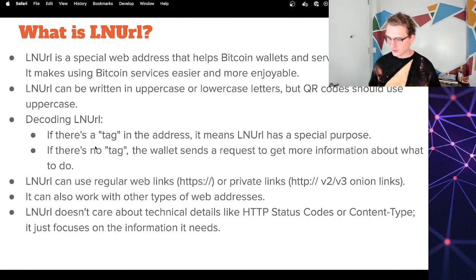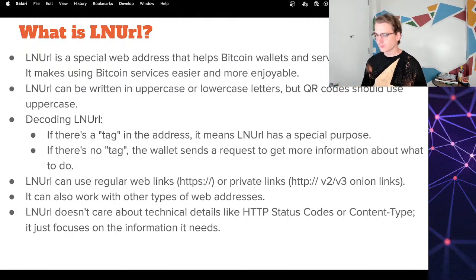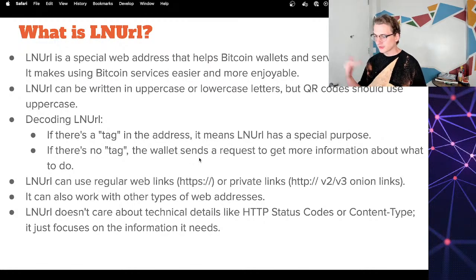So different LNUrls, they have tags, and the tag is kind of to say what kind of LNUrl I'm scanning here, so your wallet knows. So if there's a tag in the address, it means LNUrl has a special purpose. If there's no tag, the wallet sends a request to get more information about what to do. So that's kind of interesting there. I don't know how many cases that comes up in, but we're going to be using a very standard case here. I still do very standard stuff with LNUrl.